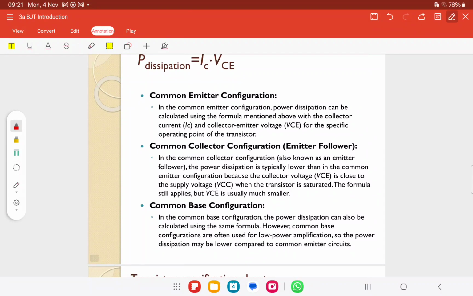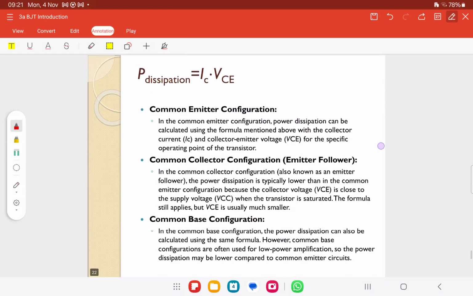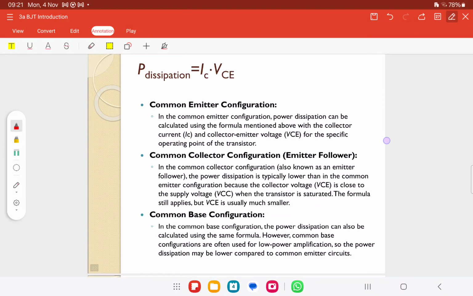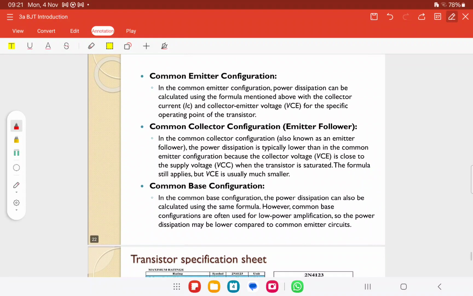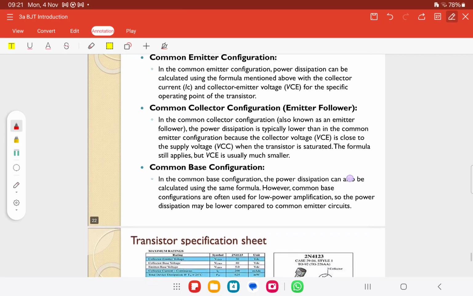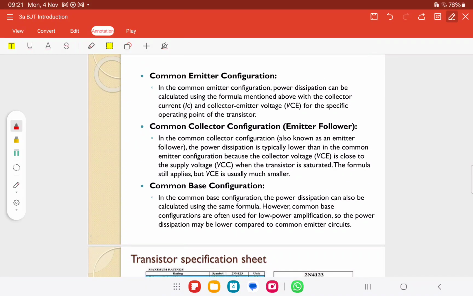This is the explanations on the power dissipation for common emitter, common collector and common base. Dah ramai yang mengantuk, I will just skip this one. Please go through and baca balik.